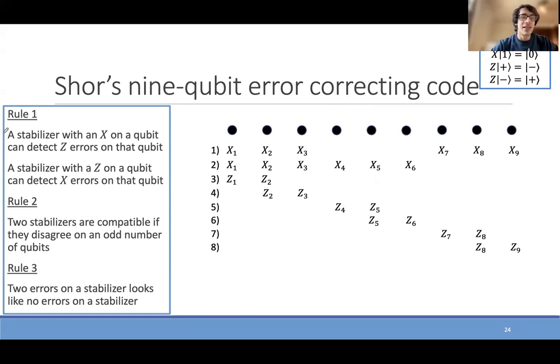So here I've put these 3 rules in the sidebar. Just remember that the stabilizers with X's on them are going to flip when they get a Z error. The stabilizers with Z's on them are going to flip when they get hit with an X error. And you can check for yourself that all of these stabilizers disagree on an even number of qubits. For example, this first stabilizer and this third stabilizer disagree on the first 2 qubits. It's an even number.